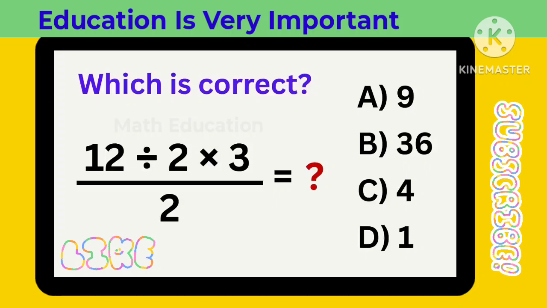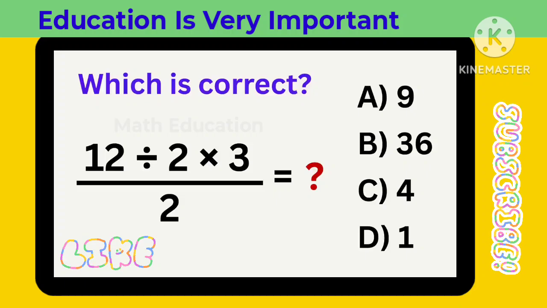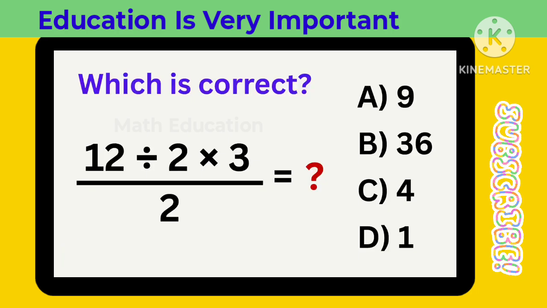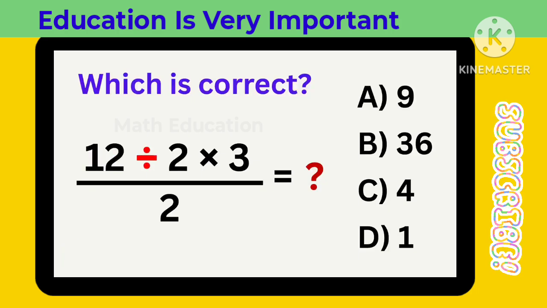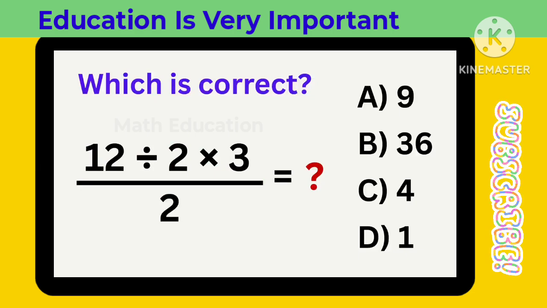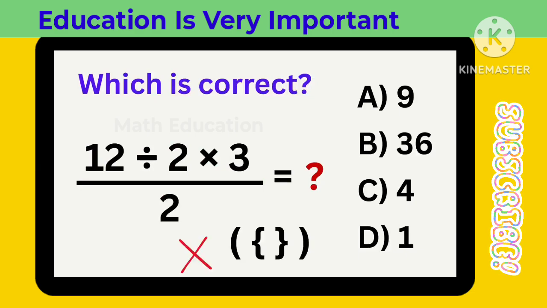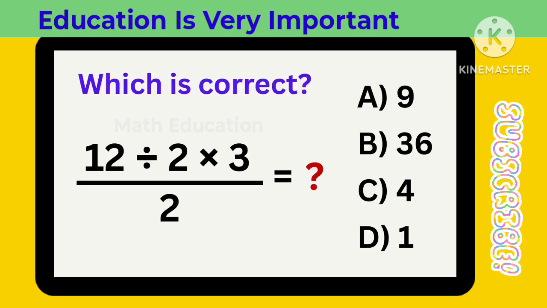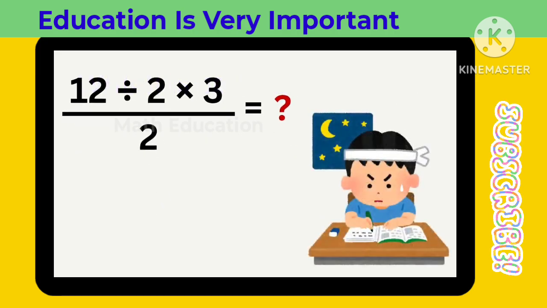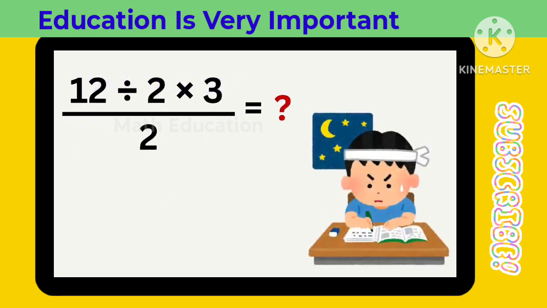Let's take a look at a math problem that looks very simple at first, but actually confuses a lot of people. The question is this: what is the value of 12 divided by 2 multiplied by 3 divided by 2? That's it. Just a short string of operations with no brackets, no powers, and only the numbers 12, 2, and 3. Now, at first glance, many people think they can just jump in and start calculating. And that's where mistakes begin.